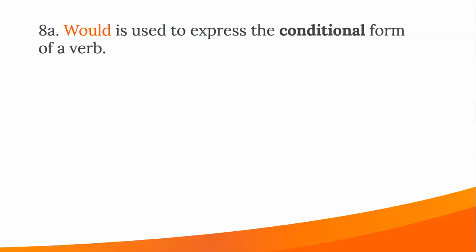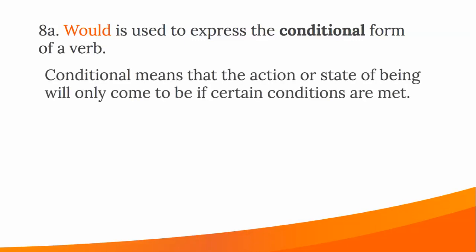Would has a bunch of different jobs. One of the things would does is express the conditional form of a verb. Conditional means that whatever is being expressed by the main verb will only come to be true or come to exist if certain conditions are met. And there's more about this in the video on the mood form of verbs, because this fits directly in with the ideas about the subjunctive.